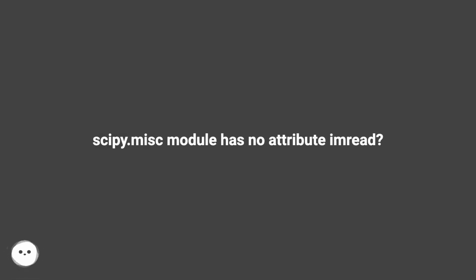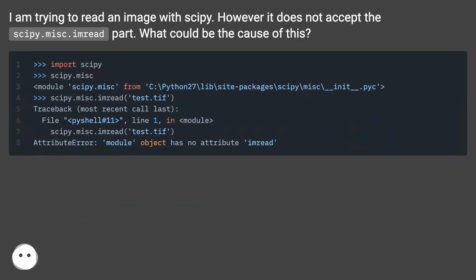Scipy.misc module has no attribute imread? I am trying to read an image with Scipy. However, it does not accept the scipy.misc.imread part. What could be the cause of this?